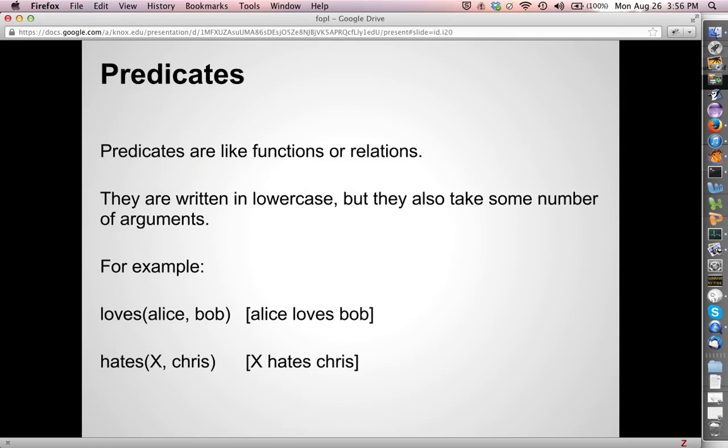So let's talk about predicates, which are also sort of like relations or functions. Predicates are written in lowercase, but they also have parentheses and take some number of arguments. For example, loves(alice, bob). This means that Alice loves Bob. You can also see hates(X, chris). This means X hates Chris, and since X is uppercase, X is a variable.